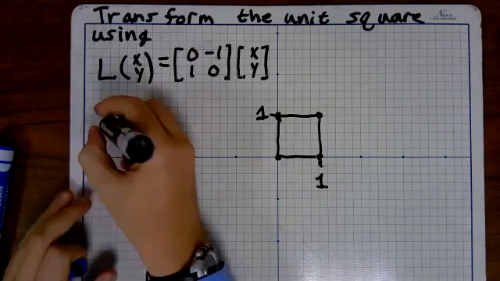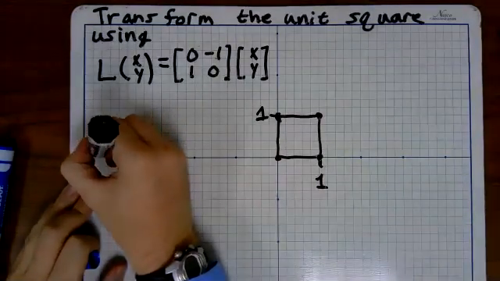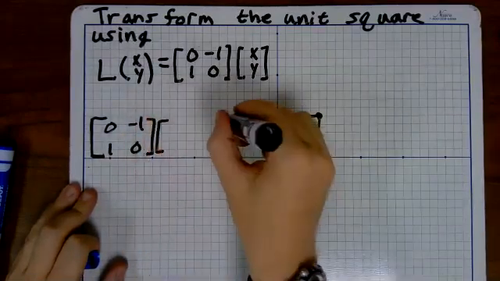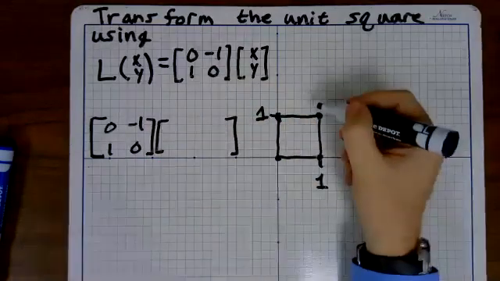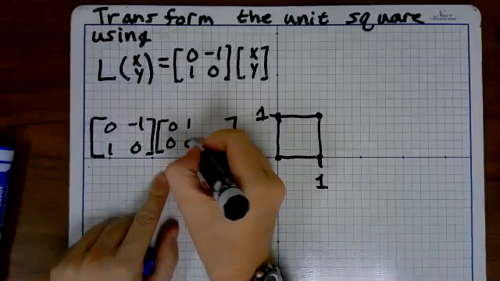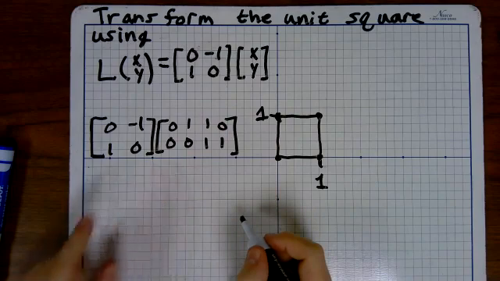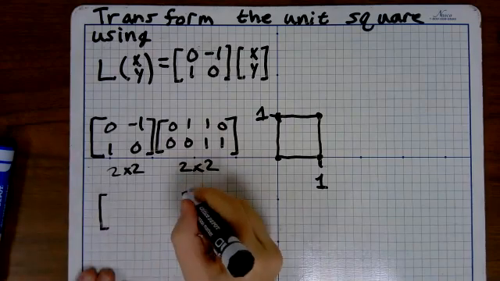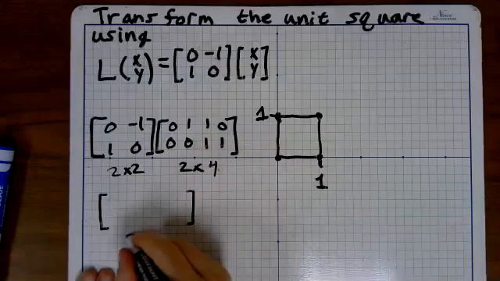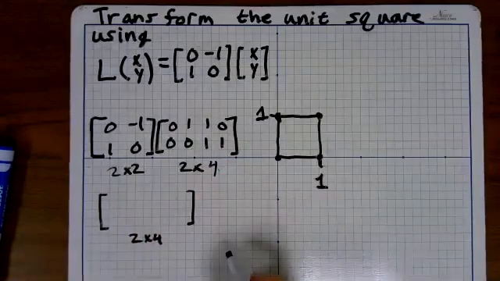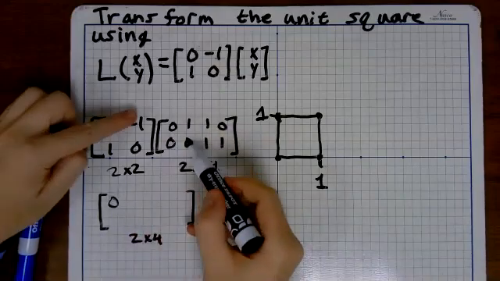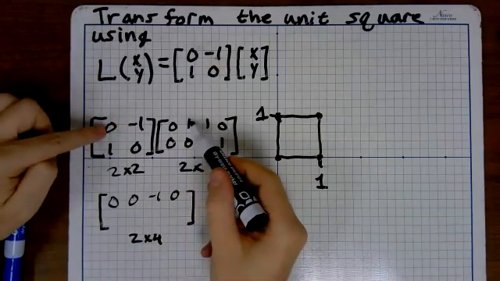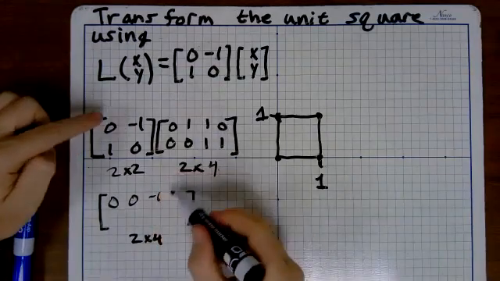All right. Let me see. So we have 0, negative 1, 1, 0. And we're multiplying it by the unit square, which has points at 0, 0, 1, 0, 1, 1, and 0, 1. 2 by 2 times a 2 by 4 will give us a 2 by 4. Multiply them together. 0 and 0 make 0. 0 and 0 make 0. 0 and negative 1 makes negative 1. Oh, oops, did I mess up here? Wait. No, yeah, that's negative 1.